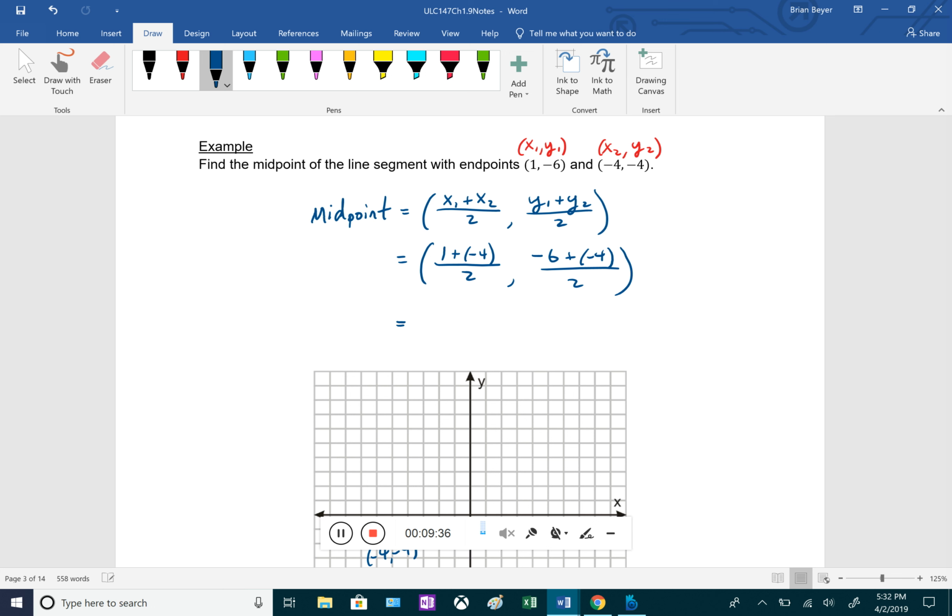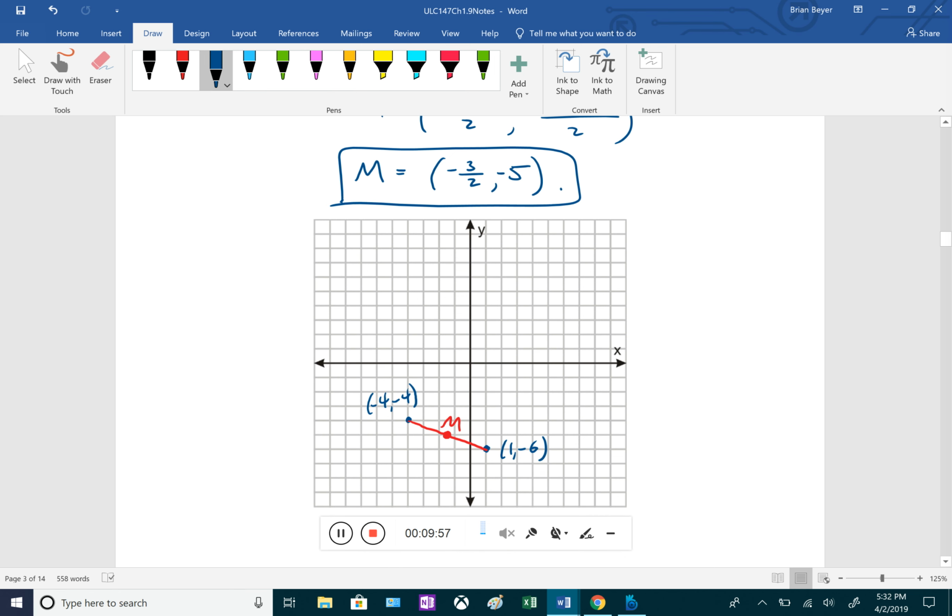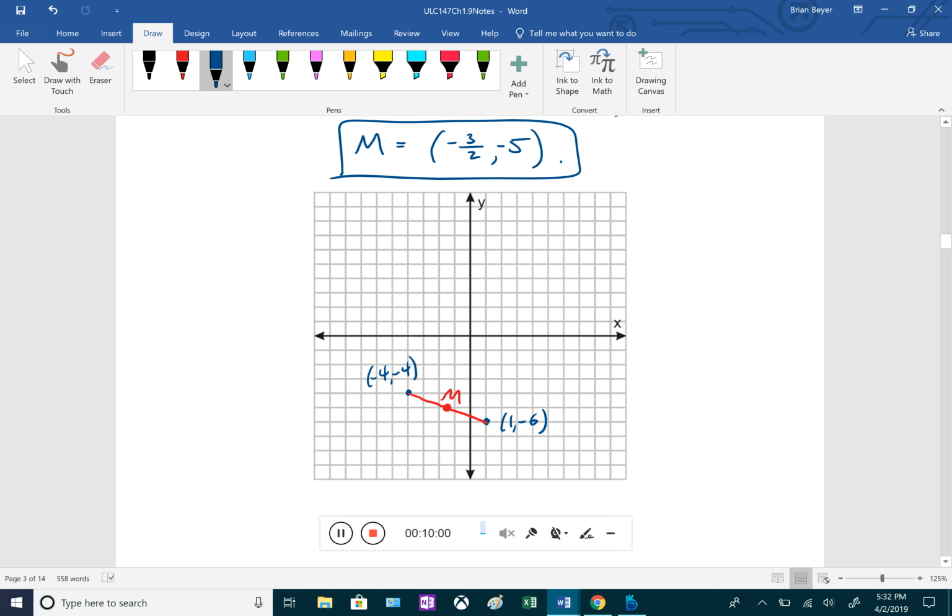And if we evaluate this, we end up getting -3 over 2, and then we get -10 over 2, which is -5. So that's going to be our midpoint, which I'll just call M. Let's go back and make sure that it makes sense. Negative 3 halves comma negative 5. So that actually does look like exactly where our midpoint is. It's negative 3 halves in the x direction and negative 5 in the y direction.